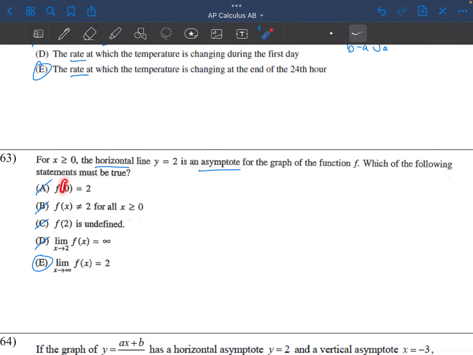So A is saying that the height at 0 is 2. And that's not true. An asymptote is where you approach. It's kind of like a magnet, right? As you go to the left and to the right toward like negative infinity and positive infinity, the magnet is drawing you towards a height of 2, not at 2, at that one specific spot.